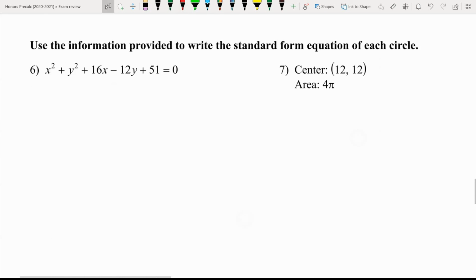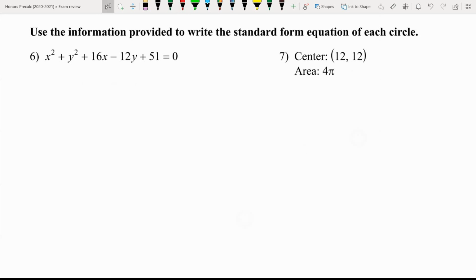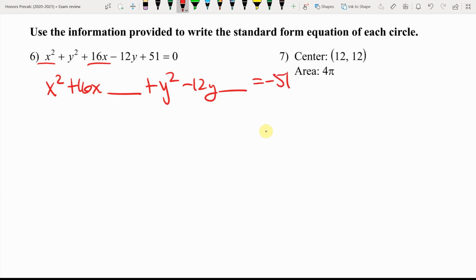This other one, we had to write the standard form of each circle. The first one, we had to complete the square. It's a little bit easier than doing it with the ellipse. We still want to group things, x squared plus 16x, and then leave a little space, plus the y squared minus 12y, leave a little space, bring that 51 to the other side and make it negative 51, but we don't have to worry about that factor on the outside of the parentheses on this. We can jump right into completing the square here.